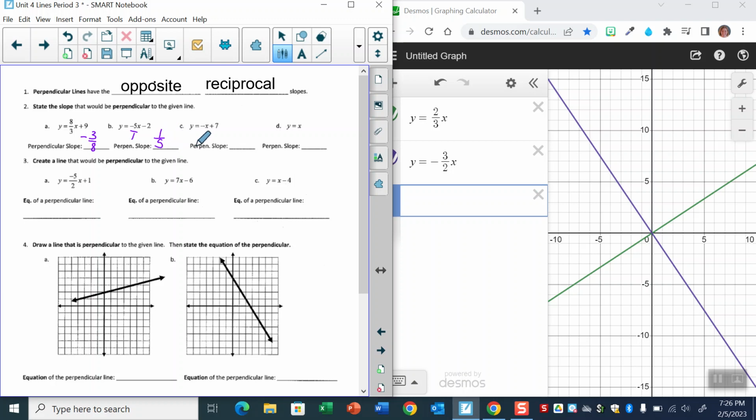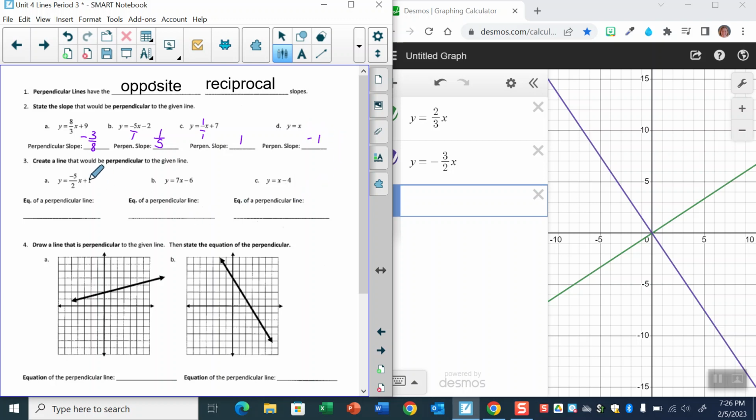Here I've got a negative, so I'm going to have a positive. And then this is -1, right? So that would be 1/1. Well, if you flip that, it's still 1. So the perpendicular of -1 is just going to be +1. And the perpendicular of +1 is going to be -1.